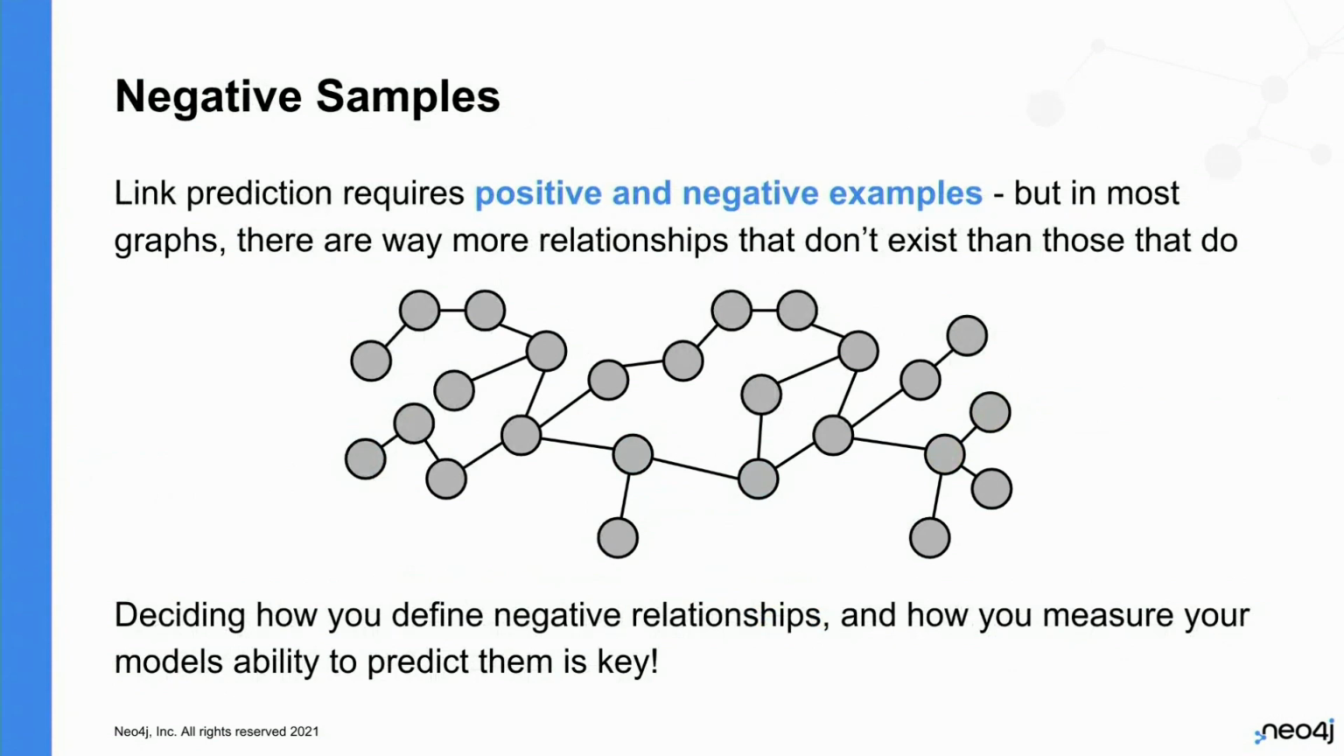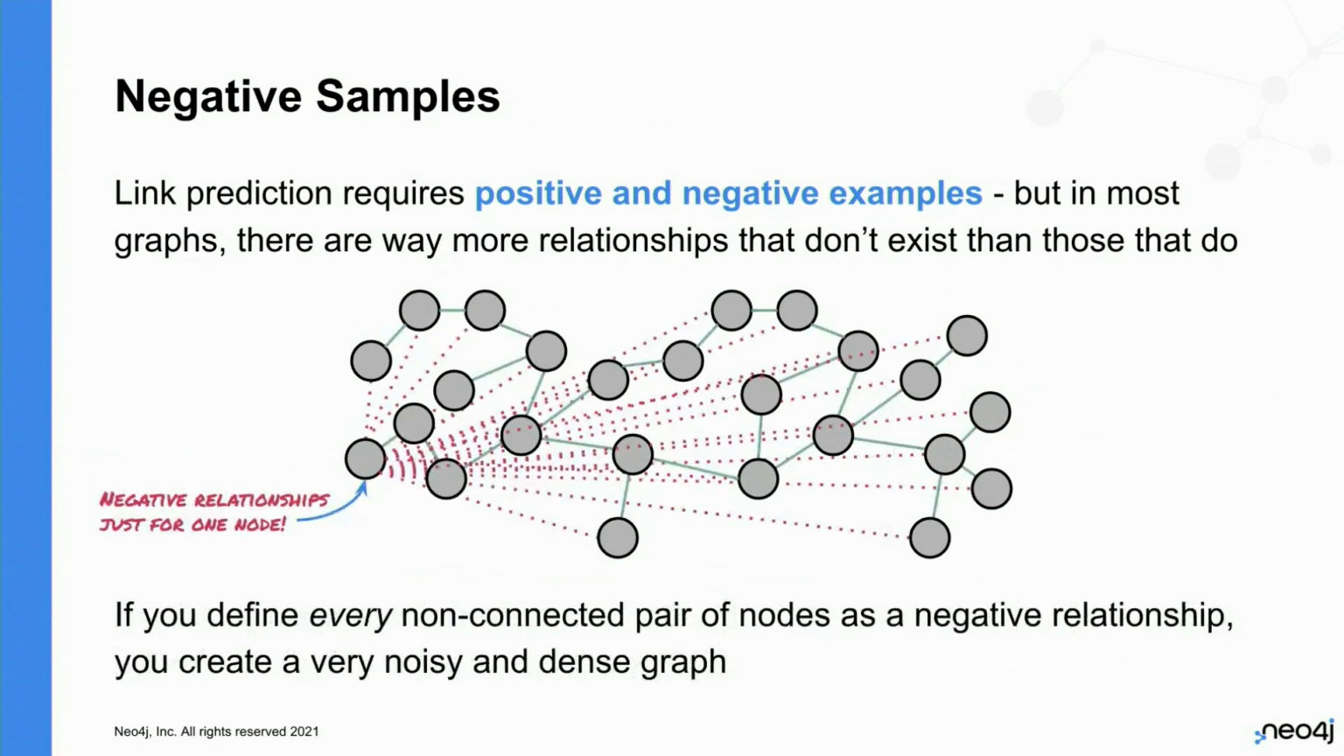Cool, so negative samples. Link prediction requires both positive and negative samples. We talked about this. You have your relationships that exist and your relationships that don't. But you need to decide how to define them and how to measure them. So if we just start off with every non-connected pair of nodes is a negative relationship, you end up with a really noisy and dense graph. It's basically quadratic complexity. If I just have one node, even in my toy graph, and it has one positive relationship, it has a negative relationship to every other node in the graph. So this is probably not what we want to start off with.